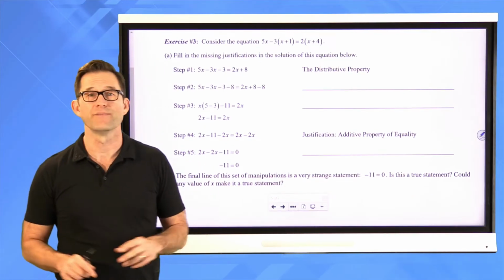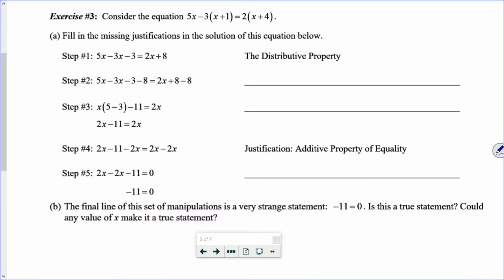Stranger and stranger. All right, exercise number 3. Consider the equation 5x minus 3 times the quantity x plus 1 equals 2 times the quantity x plus 4. Letter A asks us to fill in the missing justification in the solution of the equation below.